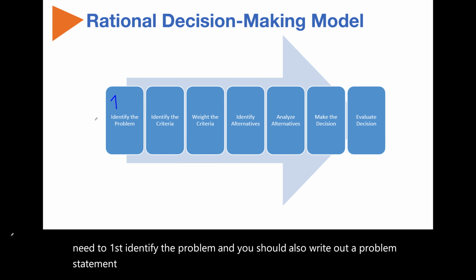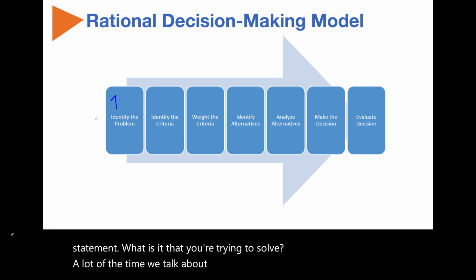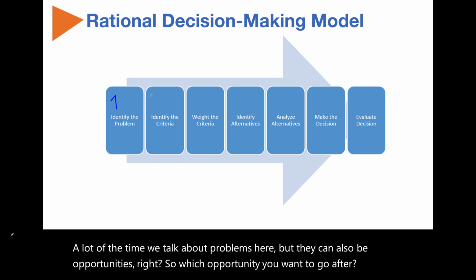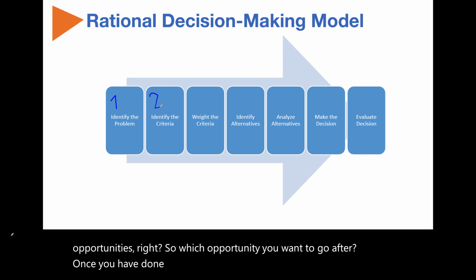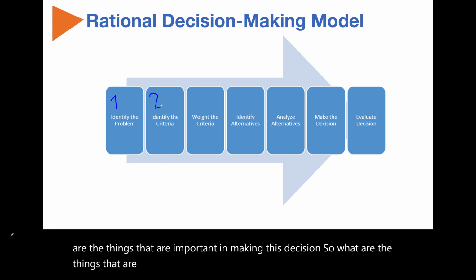What is it that you're trying to solve? A lot of the time we talk about problems here, but they can also be opportunities, right? So which opportunity you want to go after. Once you have done that, you have to identify the criteria. And the criteria are the things that are important in making this decision. So what are the things that are important to you? What are your values? What are the factors that you're looking at?